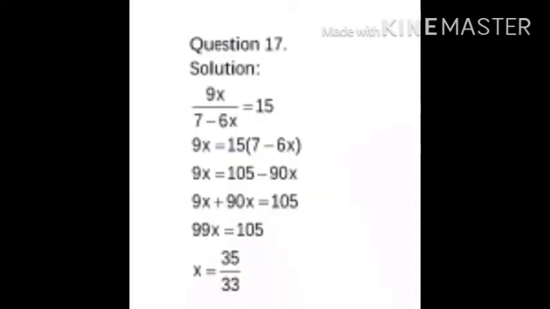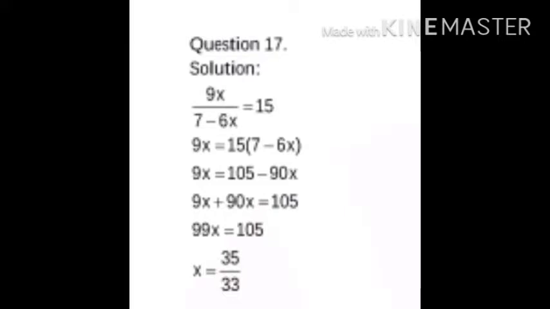Now the question number 17. 9x/(7 minus 6x) is equal to 15. We just cross multiply it, which implies 9x is equal to 15(7 minus 6x), which implies 9x is equal to 105 minus 90x. We just multiply 15 times 7 and 15 times minus 6.